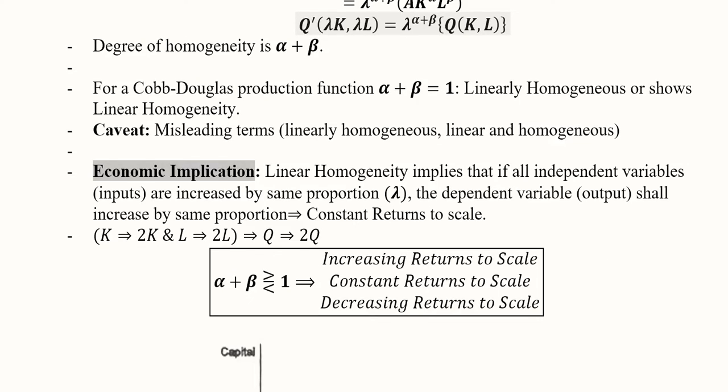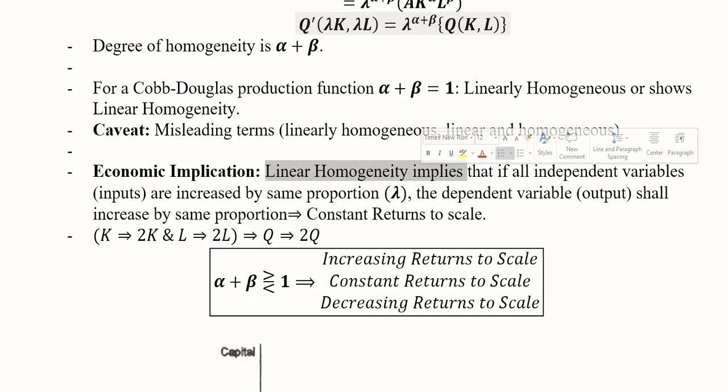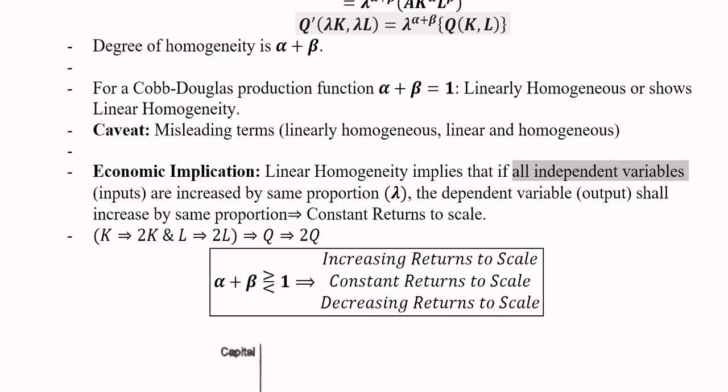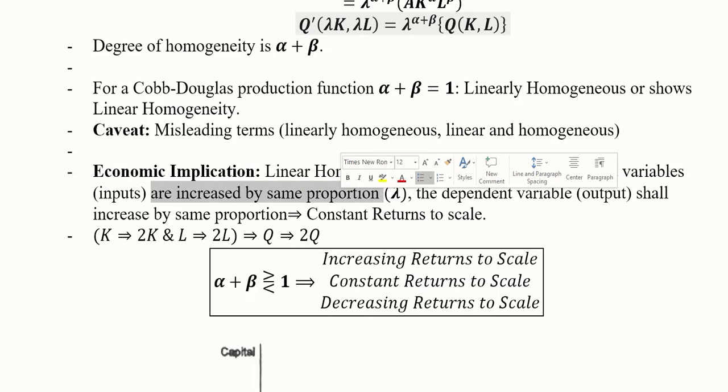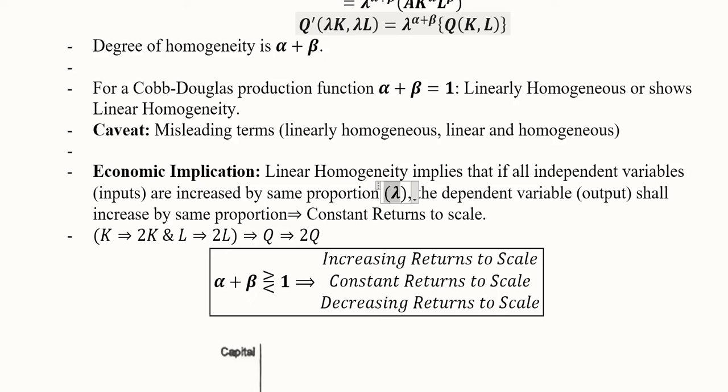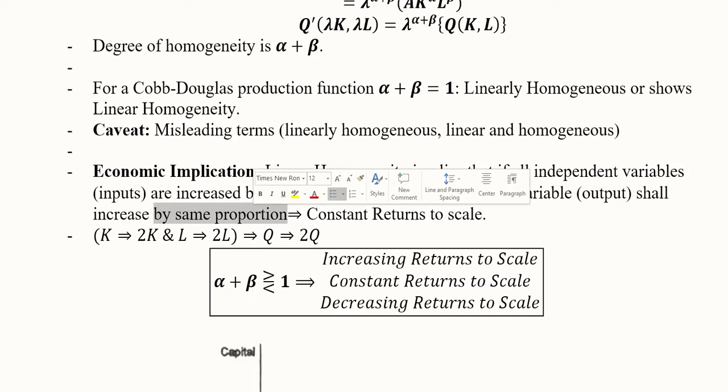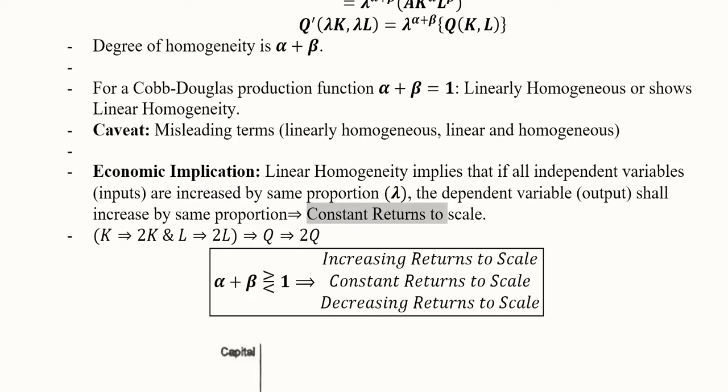Then the economic implication is there, and it means that if linear homogeneity exists, all the independent variables that are actually inputs in this case, which are capital and labor respectively, if they are increased by the same proportion, and that same proportion is lambda as we introduced it, the dependent variable, which is actually output in this case, Q, shall increase by the same proportion. So that implies constant returns to scale, something that we have studied in our standard microeconomic theory.